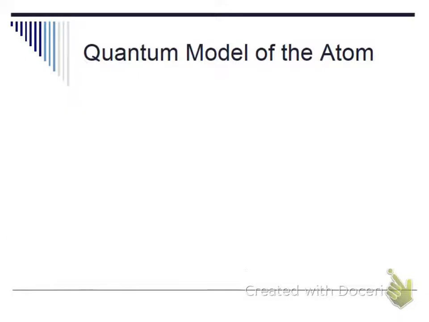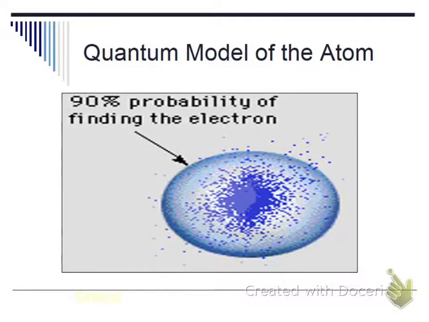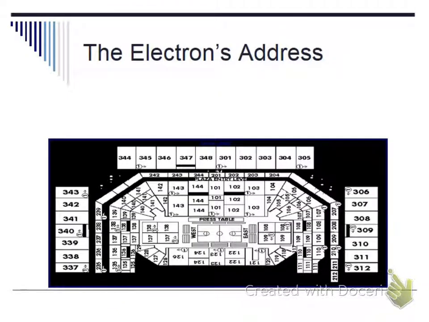Okay. All right. So the quantum model of the atom. Here is the pictorial of 90% probability. So it's close enough. We're going to go with it. And this is the currently accepted model, the quantum model or quantum mechanical model.